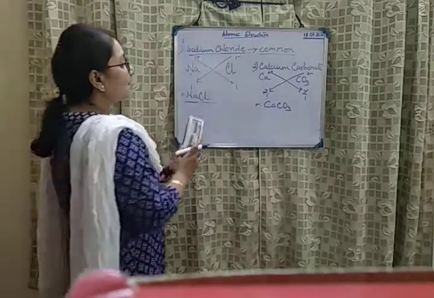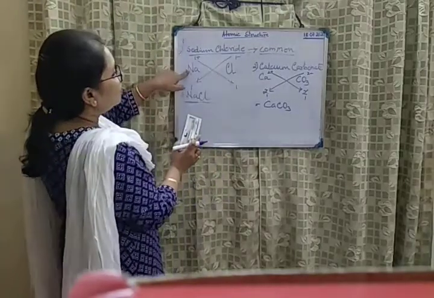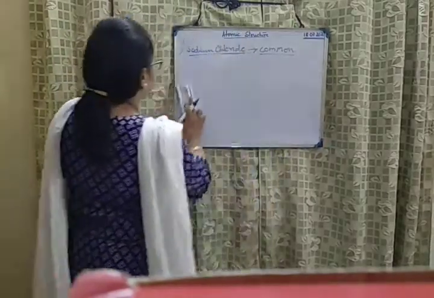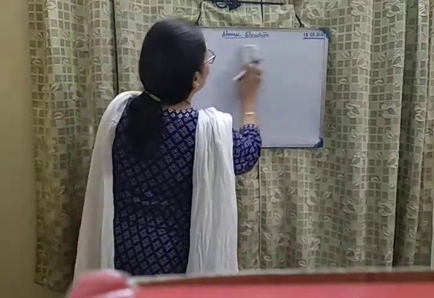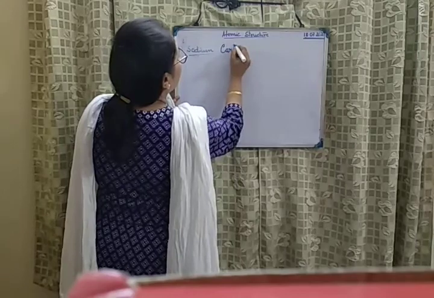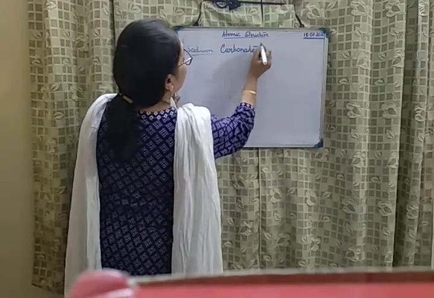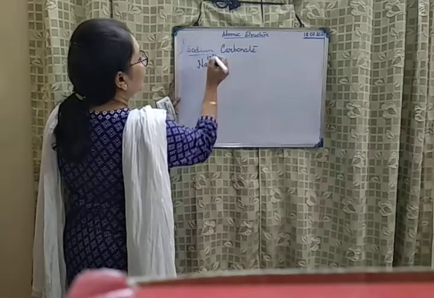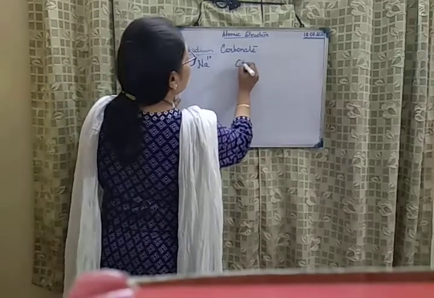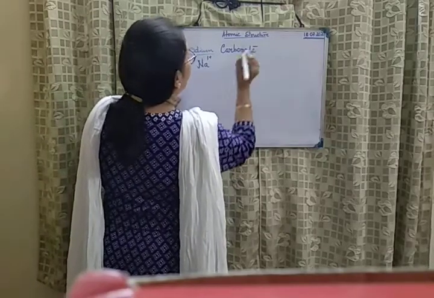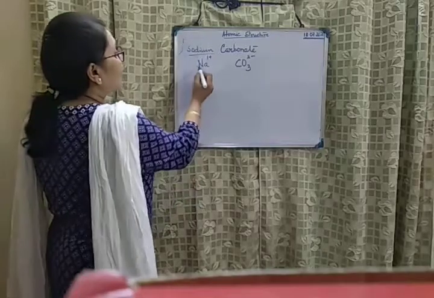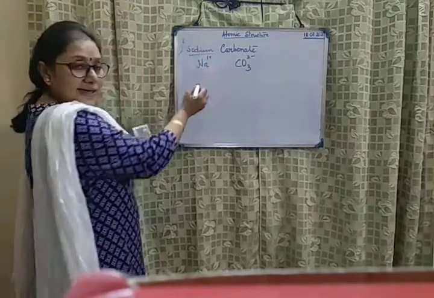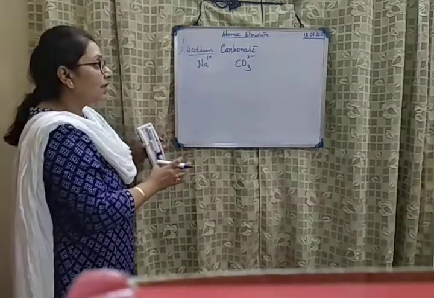One more example, let's see. If you take sodium and carbonate, the compound sodium carbonate, we already know the symbol of sodium is Na 1+. Carbonate is CO3 2-. Be very careful, students, when you are writing the symbols. Capital N and small a. If you write capital A, even if your answer is correct, you do not get any marks for it.